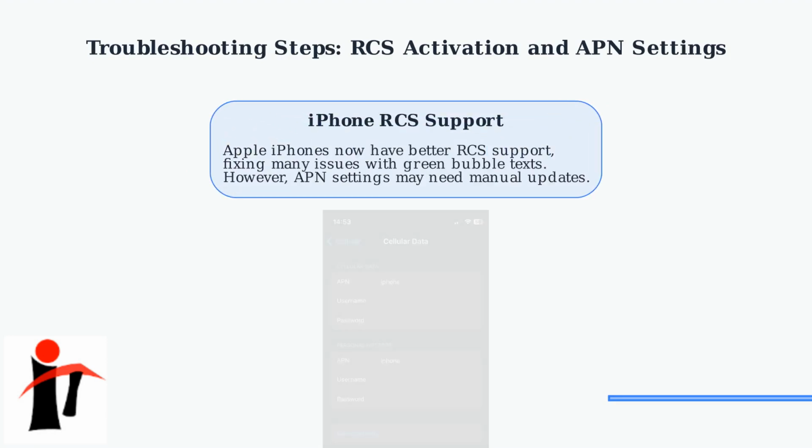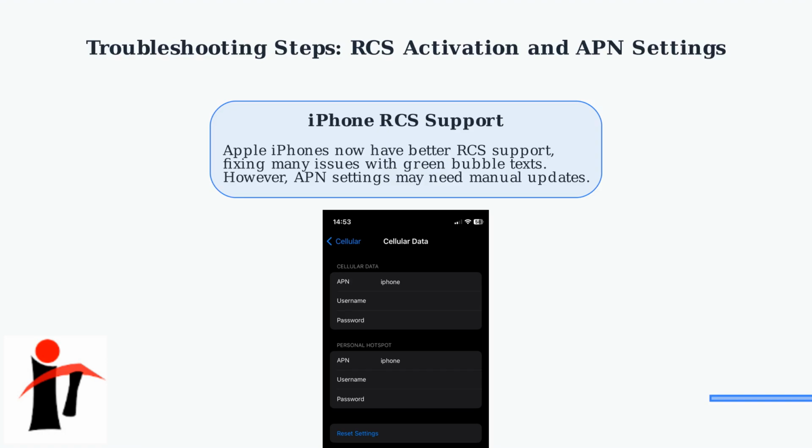Apple iPhones now have better RCS support, fixing many issues with green bubble texts when messaging non-iMessage users. However, APN settings may need to be manually updated in some cases to get RCS working.